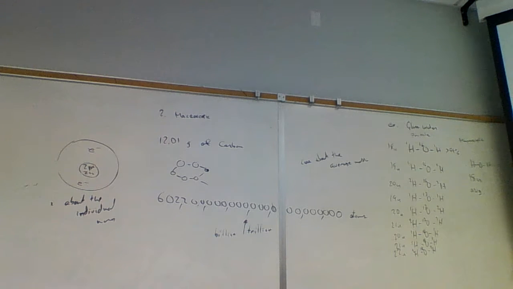Now let's say it's 90% carbon-12. If it's 90% carbon-12, what's the average going to be? 12.1. What if it's 99.9% carbon-12? 12.01 will be the average, right? Do you know what the average mass of carbon is? The 12.01 is the average mass of carbon, telling us it's 99.9% carbon-12.